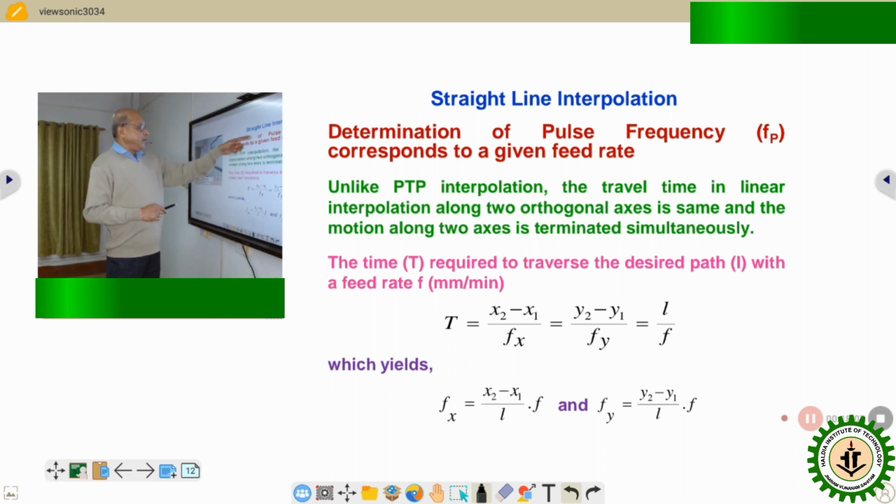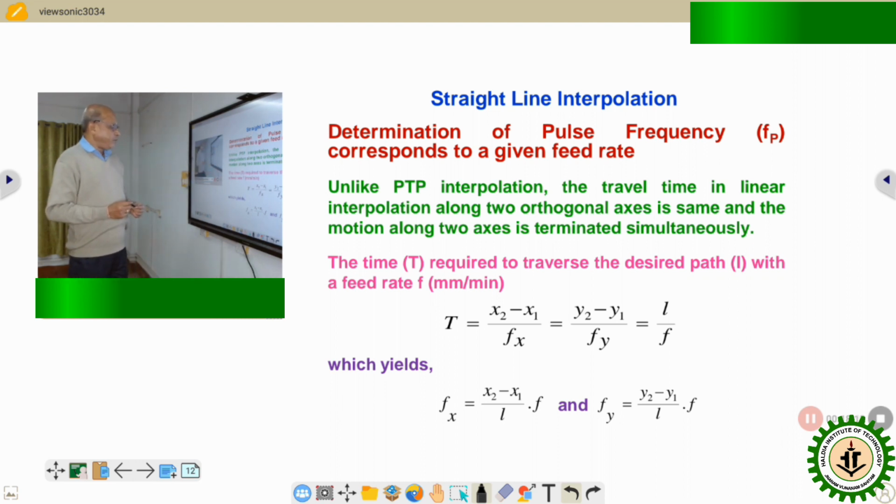Now the second part is the determination of the pulse frequency corresponding to a given feed rate. Unlike PTP interpolation, the travel time in linear interpolation along two orthogonal axes is the same, and the motion along the two axes is terminated simultaneously. This is a very important point and the distinguishing feature compared to PTP. In PTP, the motion was not coordinated. So depending on the incremental value of delta x or delta y, the axis with the lower distance will complete its motion earlier than the other one. Because the incremental displacement is different, while the velocity for both axes is the same and the highest, definitely the time will differ.